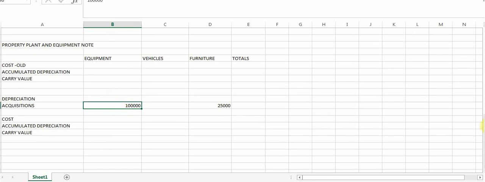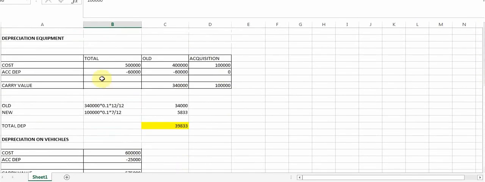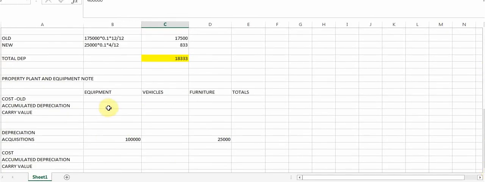So if I go back to my calculations of equipment, I can find the cost there, and the cost of the old ones was 400,000. So then I'm going to put in the 400,000. Of course, the entire accumulated depreciation relates to the old assets. So then I'm simply going to say minus 60,000. And that gives me a carry value for equipment of 340,000.